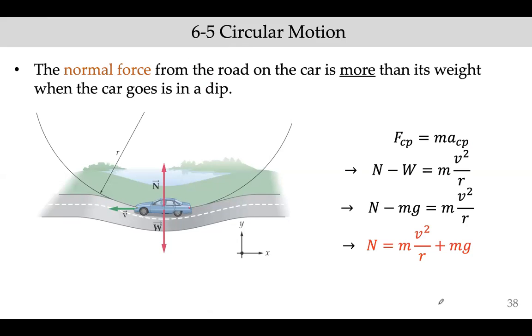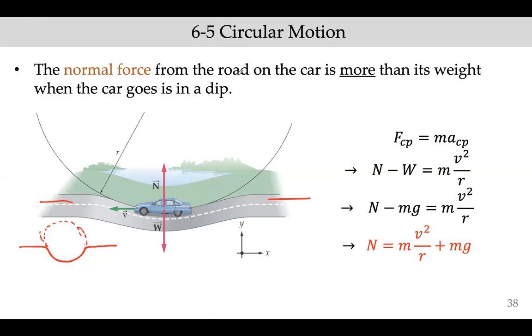Here's another example. Now, in this case, the car is not going to the left or to the right. It's actually going down, so going into a dip. But here you can see that this part is straight, this part is straight, but this part of the road is actually circular like this, right? And you can think of this circle here.